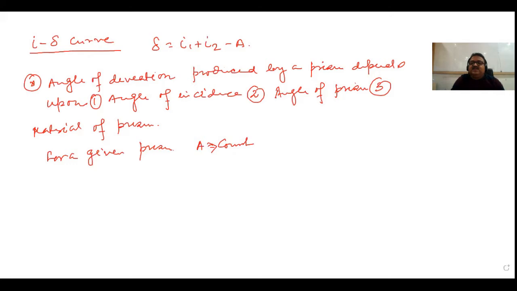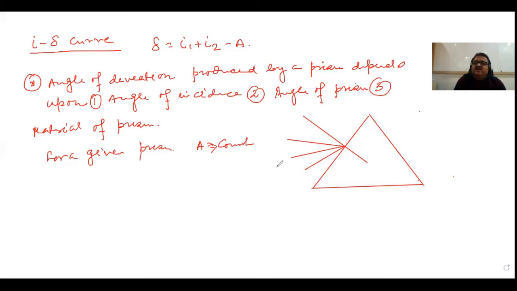For example, let me draw a diagram again. So this is the normal drawn. Now say for example, sometimes light is falling like this, sometimes like this, sometimes like this. These are the different incident rays. Actually, I am not going to consider only three rays. We'll consider many rays. But I'm going to show you what will happen to the angle of deviation.